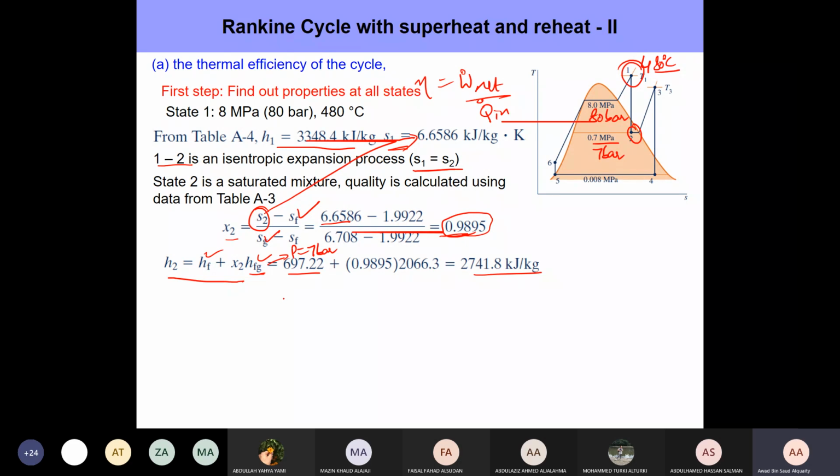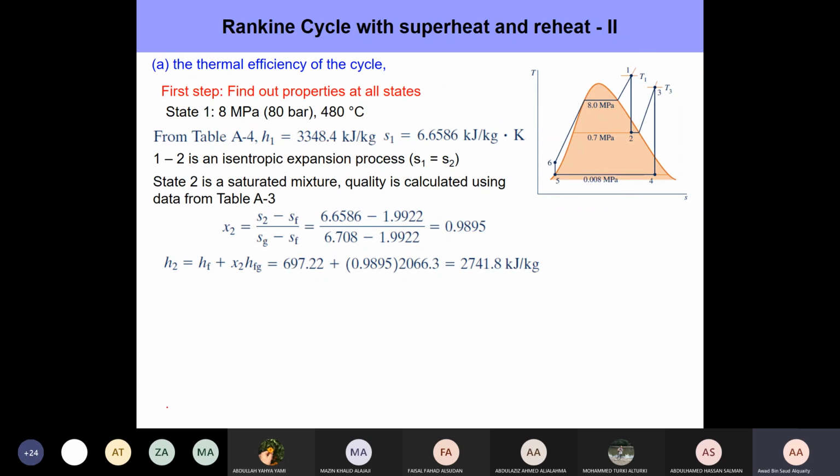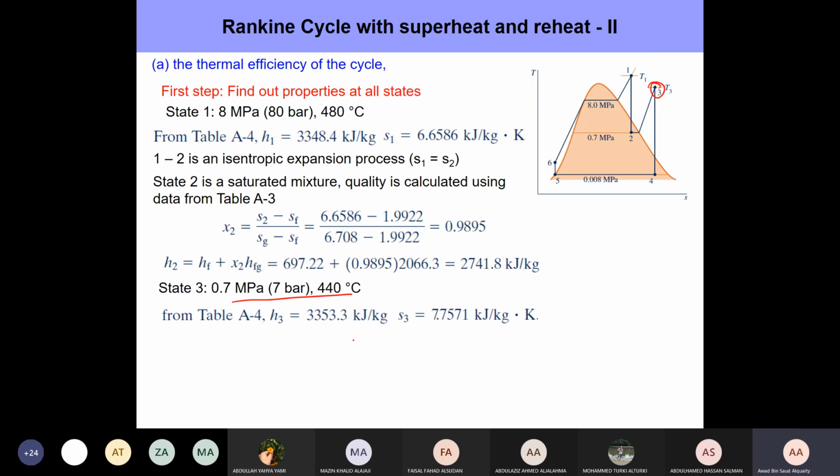H3 and H4, the way we determine them is exactly the same. The state 3 is again superheated vapor. We know the pressure, right? It's 7 bar, and the temperature has been given as 440 degrees Celsius. So using this information, you pick up the values from the table.